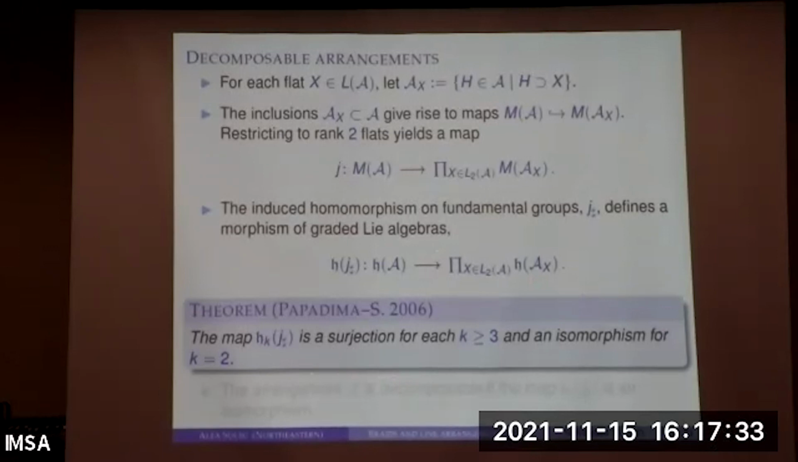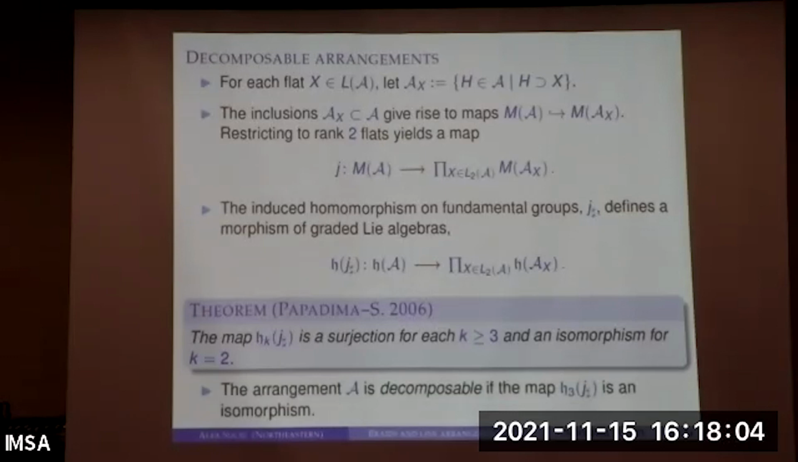In a paper about 15 years ago, Ima and I showed the following, that this map is always a surjection, starting with degree 2. Degree 1 is much bigger here because you're overcounting the number of lines. So in degree 1 it's hopeless to get an isomorphism. But from degree 2 and higher it is a surjection, and in fact in degree 2 it is an isomorphism. So the crucial degree is degree 3. What happens in degree 3?